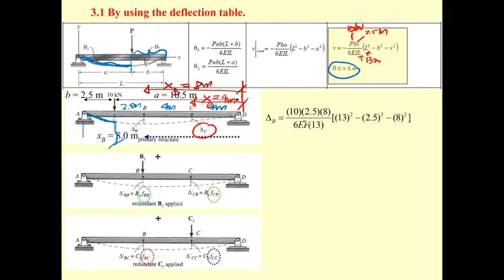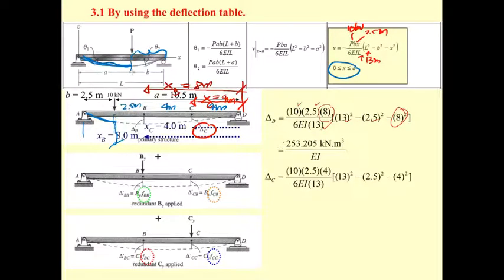So the delta sub B is going to be 7, 10, 2.5, and just vary the X. And 6 EI L, this is B, and this varies the X, the delta sub B. For delta sub C, just vary the X to 4 meter. Just do the same, but change this to 4. So it's going to have this one for 188.141.